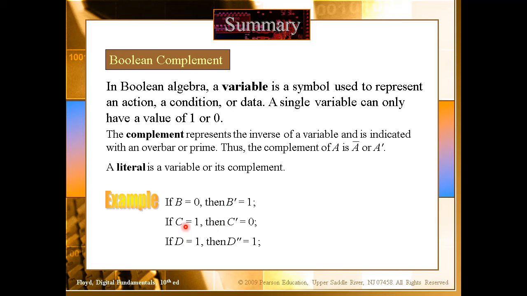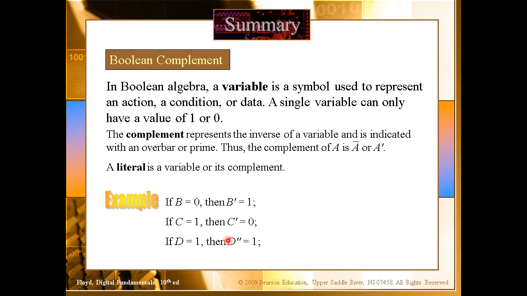If c equals 1, then c prime should be 0. And if d equals 1, then the double prime of d will also be 1, right? Now, why is the double prime 1? Because think about the double prime: you are flipping it twice, right? If you flip something twice, it goes back to the same position, because you just have two logic levels, nothing else.